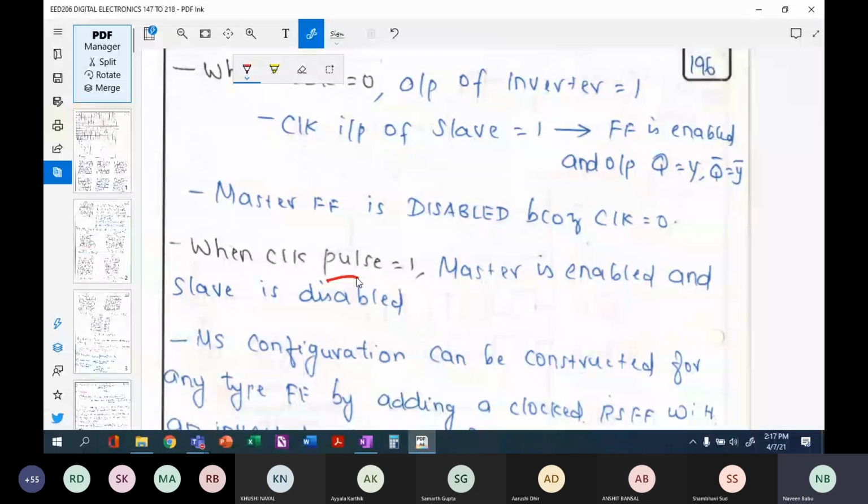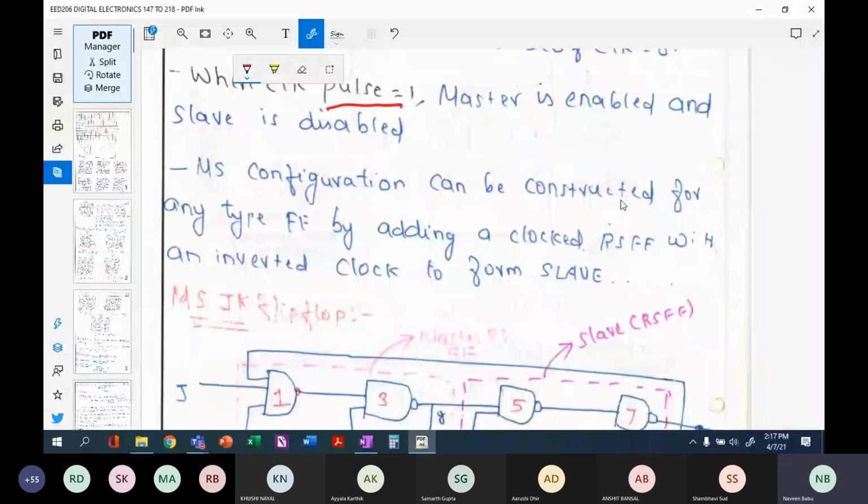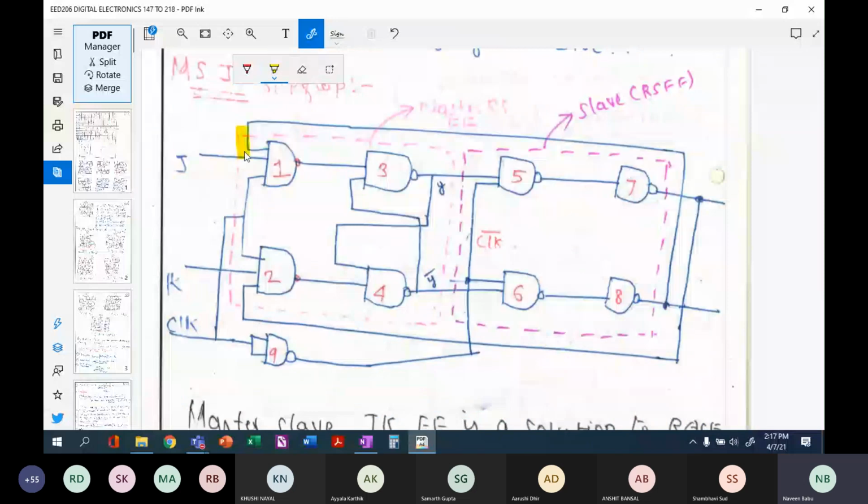So this master slave configuration can be constructed for any type of flip-flop. Here we have used an RS flip-flop. Similarly, you can have a JK flip-flop construction also. The dotted lines that you see here constitute the master flip-flop. This is a complete flip-flop. The 4 gates have been taken here. Similarly, another flip-flop set is taken, and this will be the slave flip-flop.